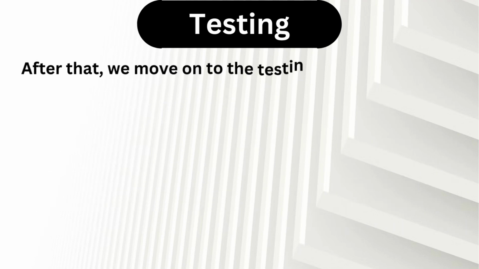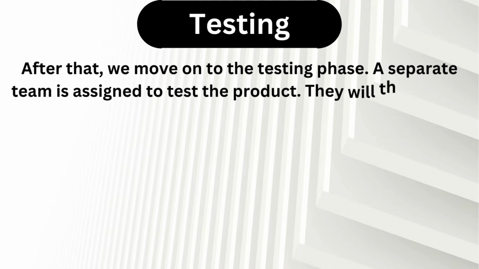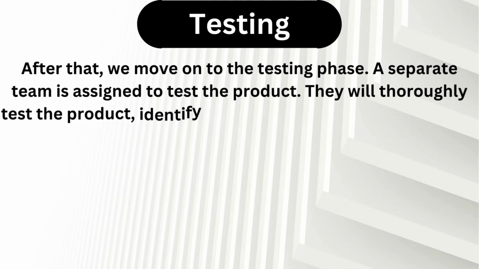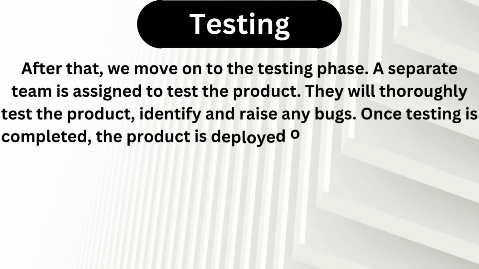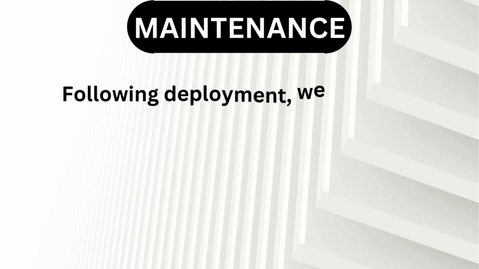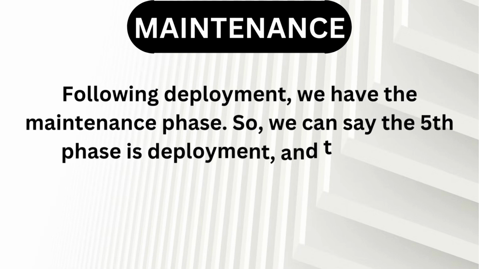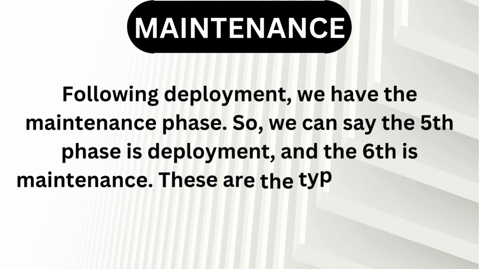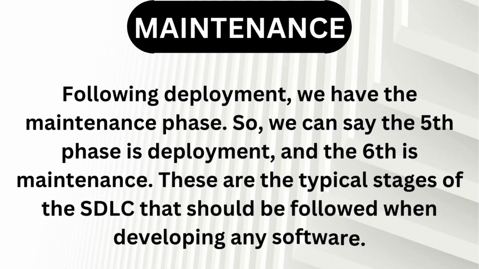After that, we move on to the testing phase. A separate team is assigned to test the product. They will thoroughly test the product, identify and raise any bugs. Once testing is completed, the product is deployed on the customer's side. Following deployment, we have the maintenance phase. So, we can say the 5th phase is deployment, and the 6th is maintenance. These are the typical stages of the SDLC that should be followed when developing any software.